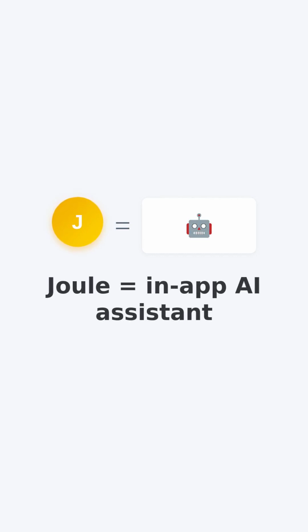Joule appears in the apps people already use and understands business context. Now let's break down the integration into 3 layers: the user experience layer, the business context layer, and the extensibility and governance layer. Layer 1 is the user experience.